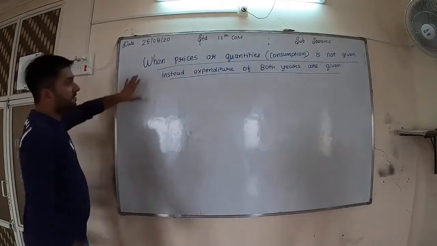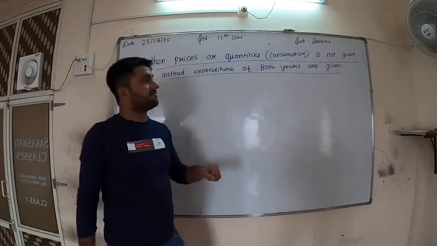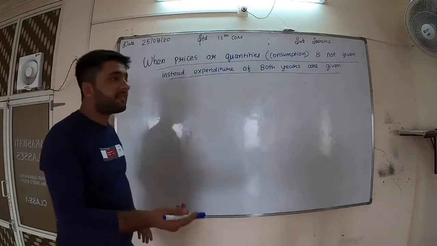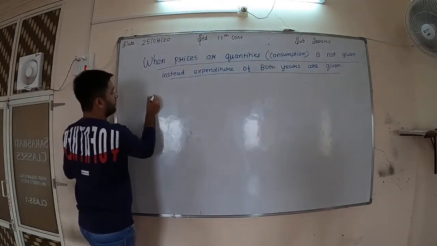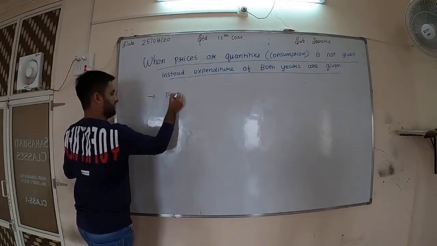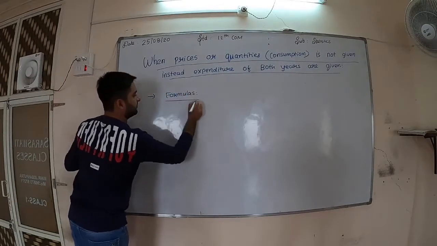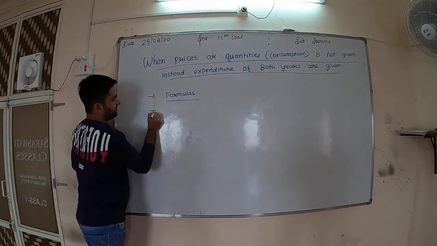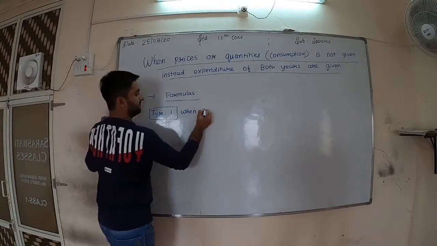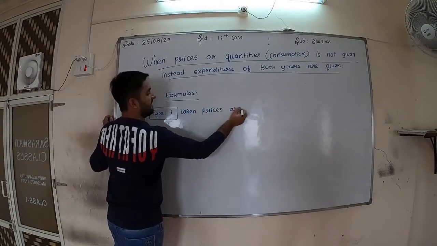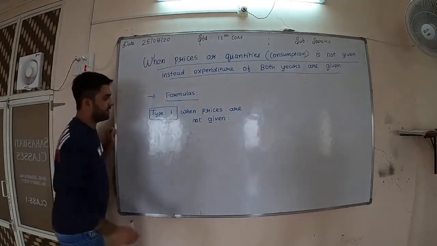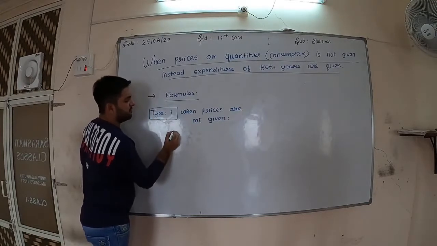What will you write as the heading? When prices or quantities, that is consumption, are not given, instead expenditure of both years are given, then formulas. Now for that, type 1. When prices are not given, then what do we need to do?